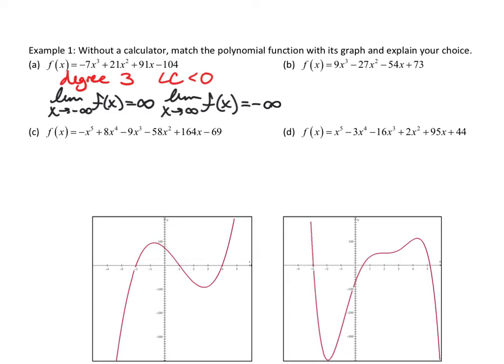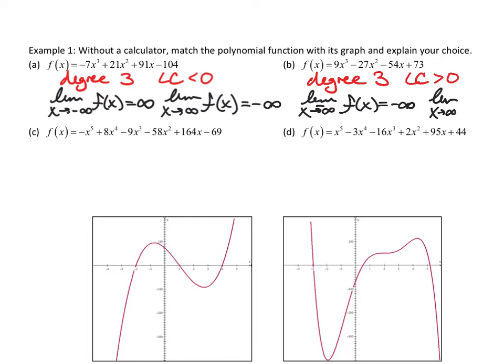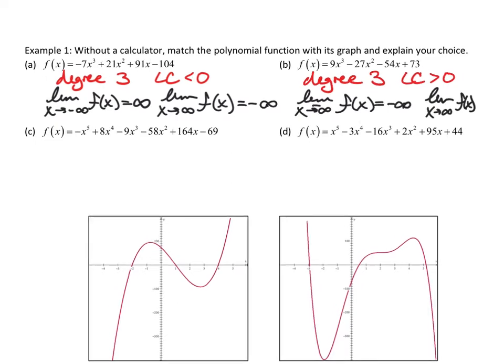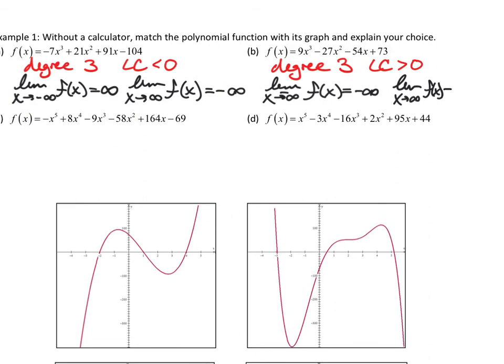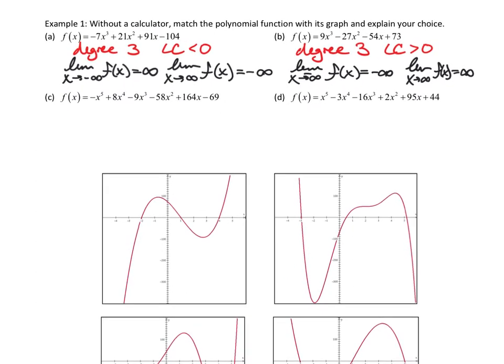Okay, let's do the same thing for B, C, and D before we start looking at the graphs here. The degree of B, the largest exponent, is 3, and its leading coefficient is positive, so it's bigger than 0. An odd positive graph is going to have the end behavior as x approaches negative infinity, it's going to go to negative infinity. And as x approaches positive infinity, it's going to go to positive infinity. This will help me match up these different graphs here.